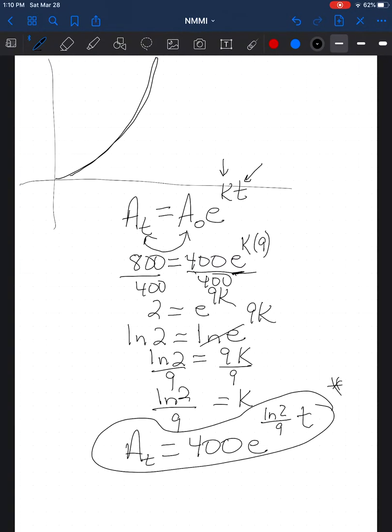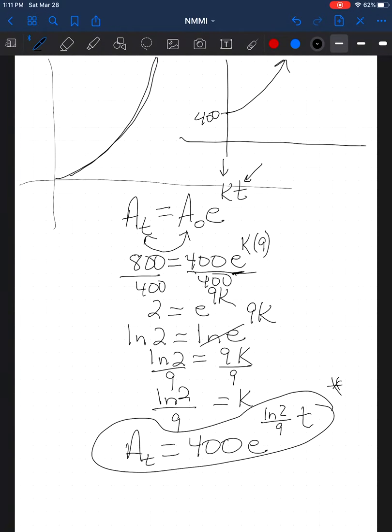Another thing it may ask you to do is sketch the curve. It's a super simple sketch. The initial amount was 400, so we mark 400 here. It's increasing, so it's going to be an exponential increase. So there's the sketch. That's all there is to it. Nothing fancier than that.